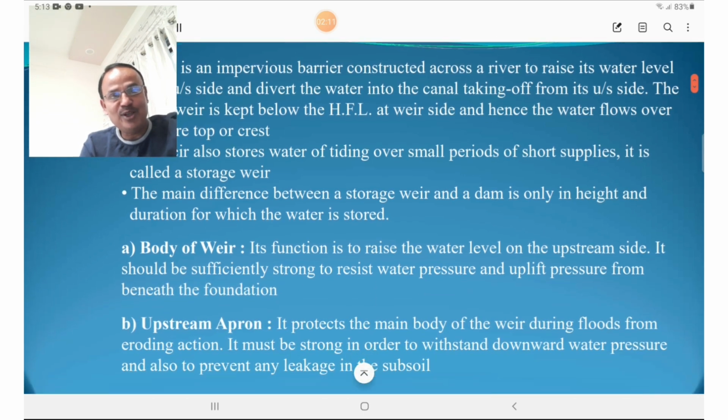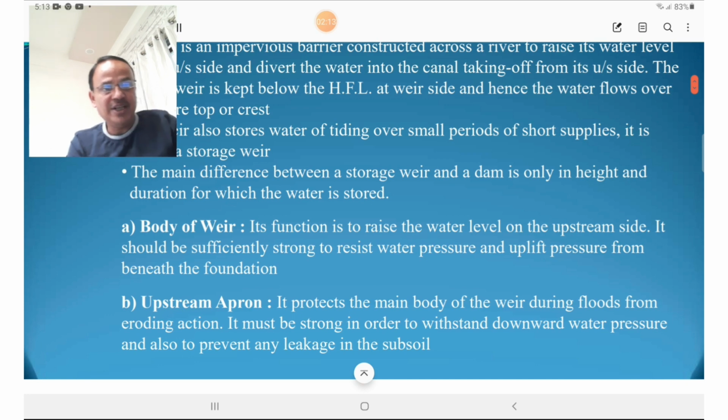Then we are going to discuss the body of the weir. Its function is to raise the water level on the upstream side. It should be sufficiently strong to resist the water pressure and also the uplift pressures from beneath the foundation. So the body of the weir should be watertight. It should be strong enough to resist the water pressures and uplift forces.